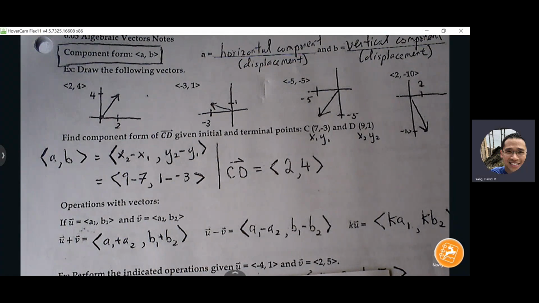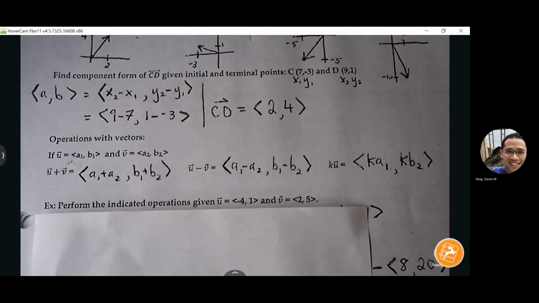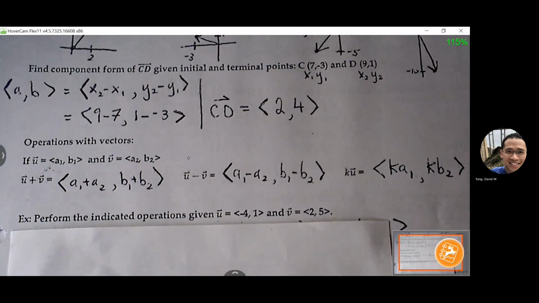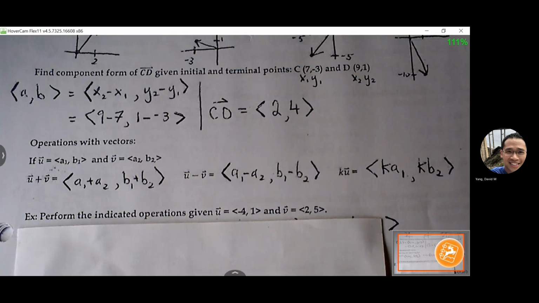Okay, operations with vectors. If I want to add two vectors together in component form, then I'm just going to be pairing their horizontals together and their verticals together. So if my vector u is a1, b1, and my vector v is a2, b2, then if I want to add two vectors together, I'll add the horizontals together and add the verticals together. So I'm just matching the like terms basically.